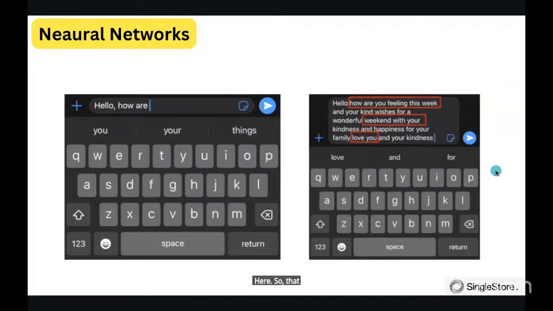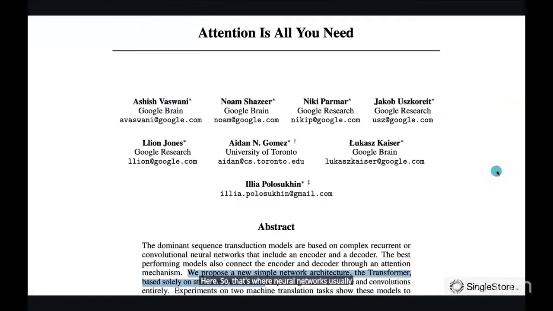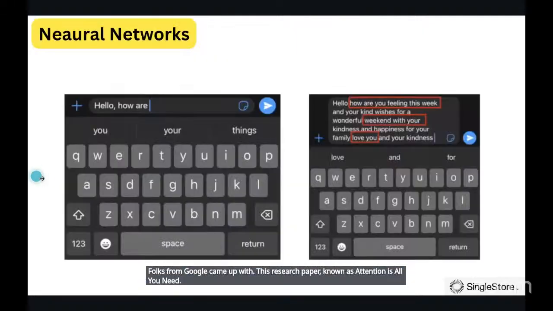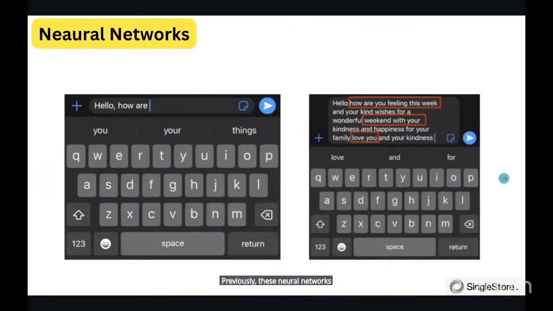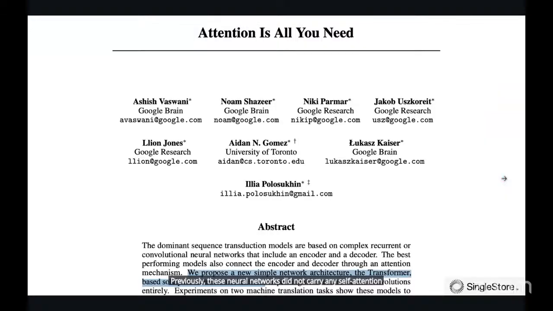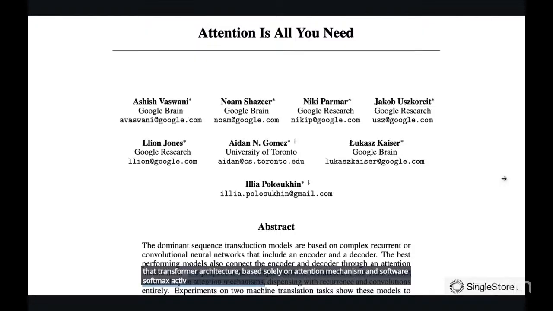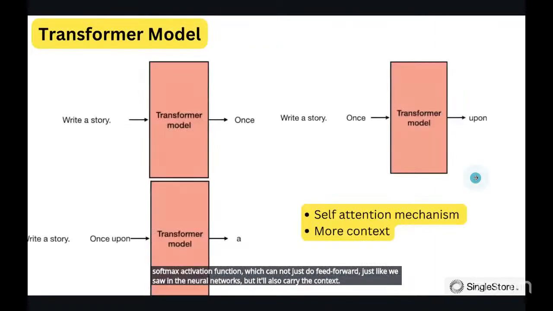So that's where neural networks usually fail. That is when folks from Google came up with this research paper known as Attention Is All You Need, because previously these neural networks did not carry any self-attention mechanism. That's where the folks from Google proposed a new simple network architecture, the transformer architecture, based solely on attention mechanism and softmax activation function, which can not just do feed forward, just like we saw in the neural networks, but it will also carry the context further to make a lot of sense, right?